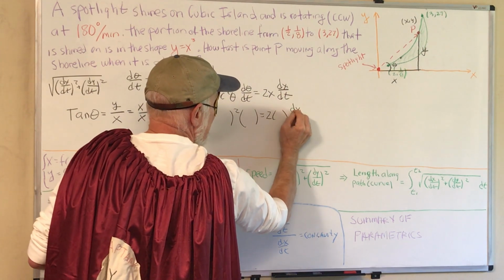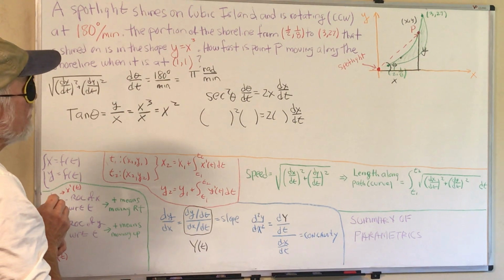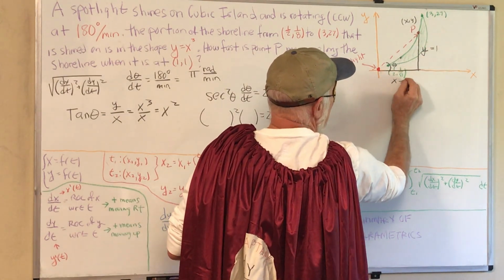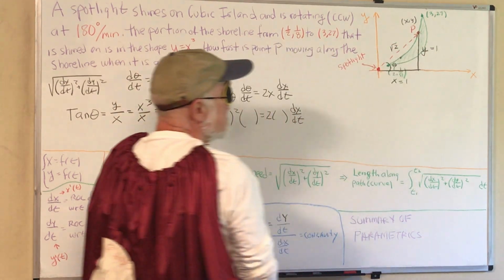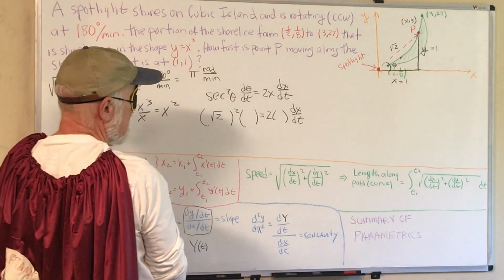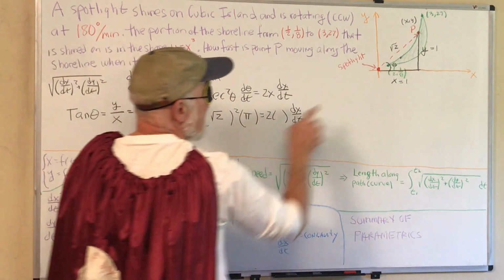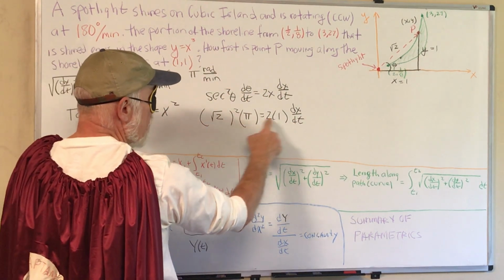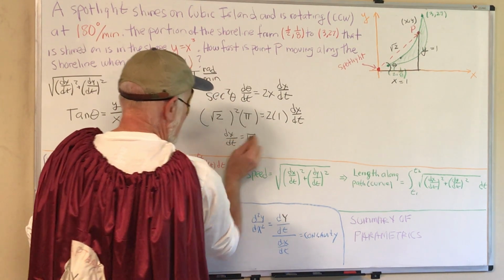And we're trying to find dx dt. Well, when you're at the point 1, 1, when y is 1 and x is 1, we know that's going to be the square root of 2. So the secant of theta is going to be the square root of 2 over 1. And d theta dt is pi, and x at the point 1, 1 is 1. So we get 2 pi equals 2 dx dt. So dx dt is just pi.